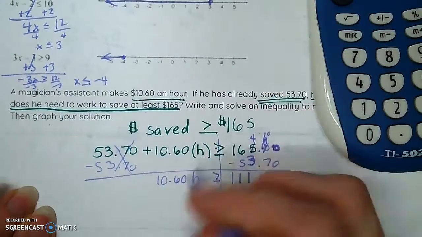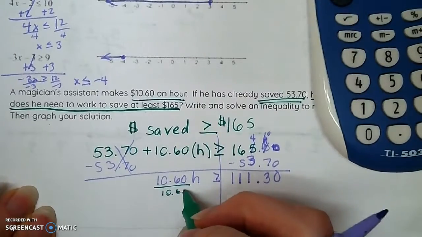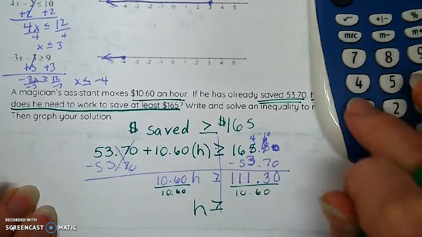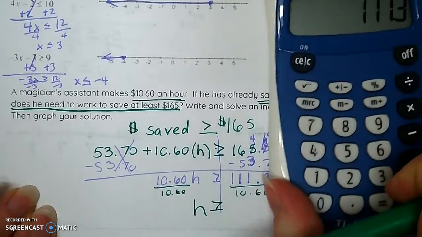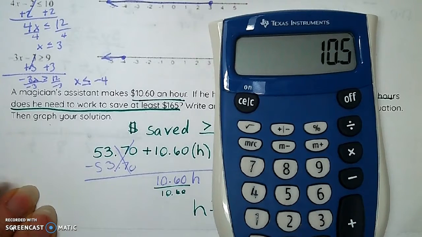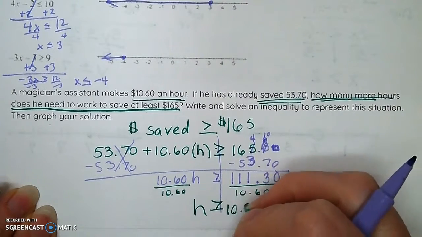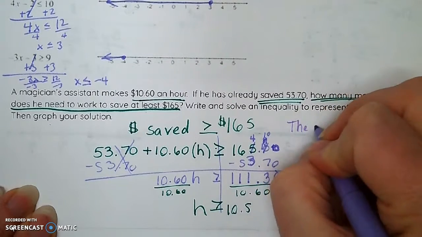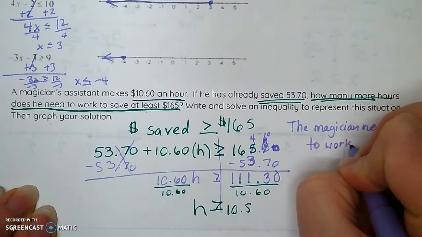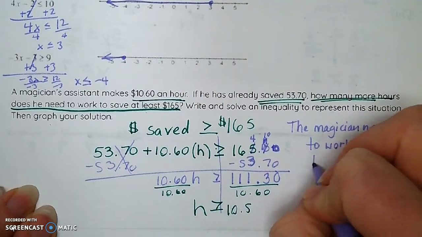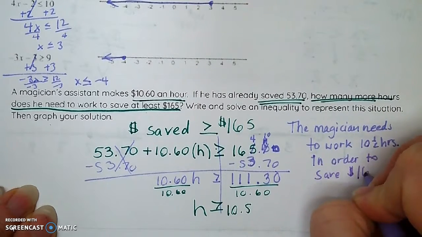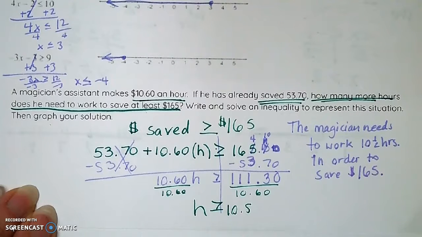Yay, there it is. So last step is we're going to divide by $10.60, and we're dividing by a positive number, so we don't need to flip that symbol. And when I do that division problem, I get 10.5, which means the magician needs to work 10.5 hours in order to save $165.